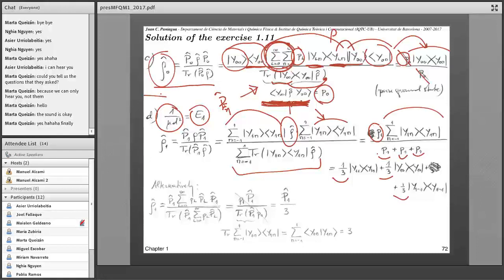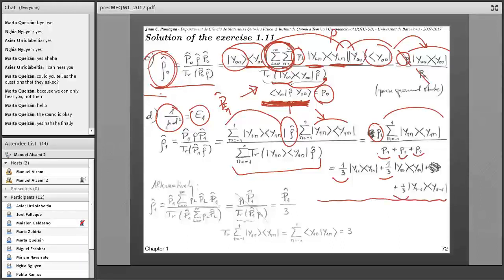So now the result of the measurement is a mixed state, but a mixed state in which we have much more information than in the initial state, because here we have a mixture of three states, and at the beginning we had a mixture of many states. Okay.